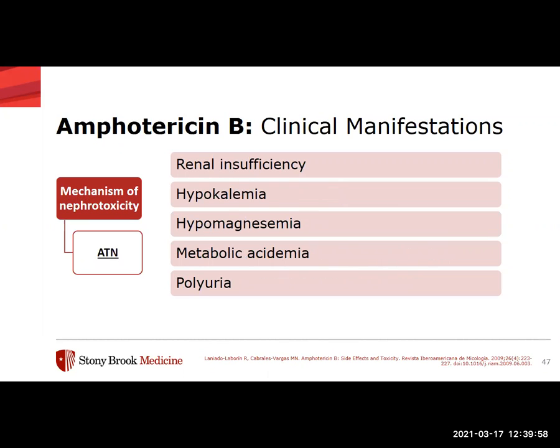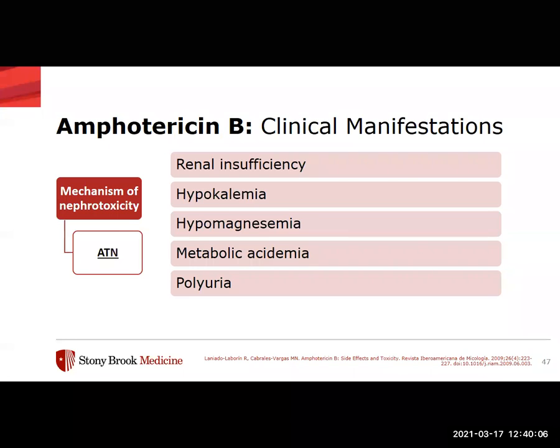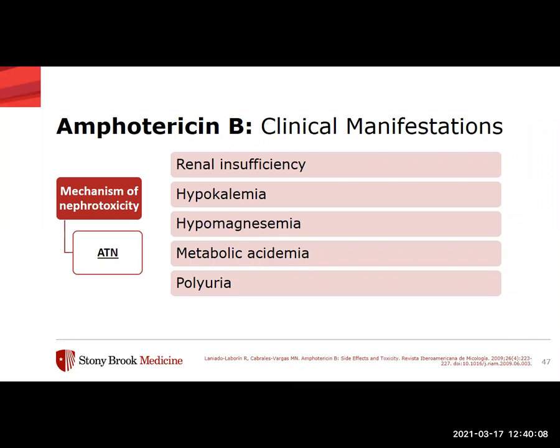So how do we suspect that a patient has developed nephrotoxicity while receiving amphotericin B? On this slide, I have identified specific clinical manifestations that have been researched and associated with the use of amphotericin B. And as you can see, these findings typically are associated with renal impairment as well as electrolyte imbalances.